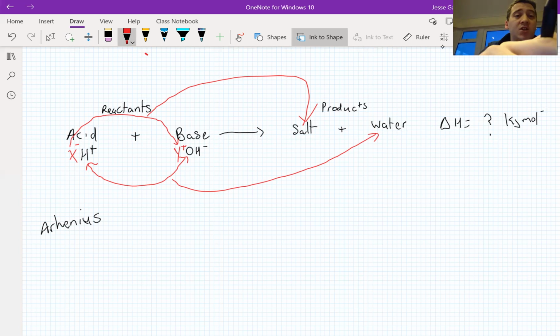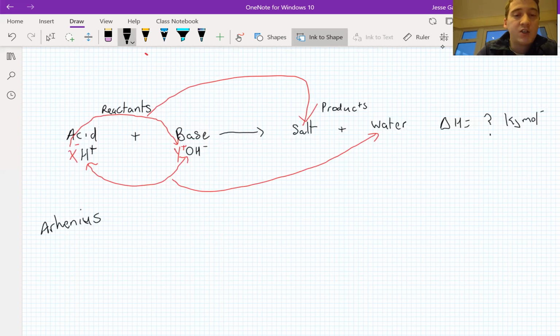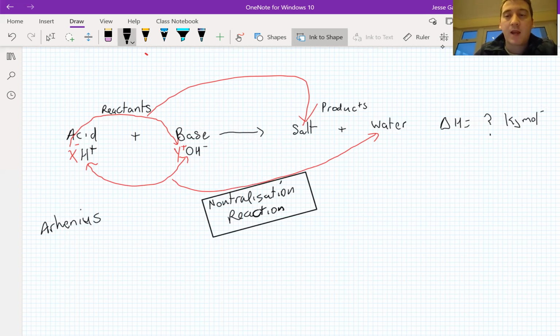Now, whenever we get a substance that produces H plus and a substance that produces OH minus, an acid and a base, and they react together, we call this particular type of reaction a neutralization reaction. And that means that this heat here, this delta H, is known as the heat of neutralization. So if we're talking about a neutralization reaction, then the heat change can be known as a heat of neutralization.